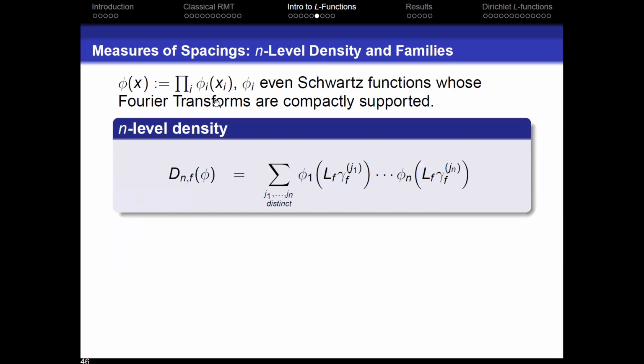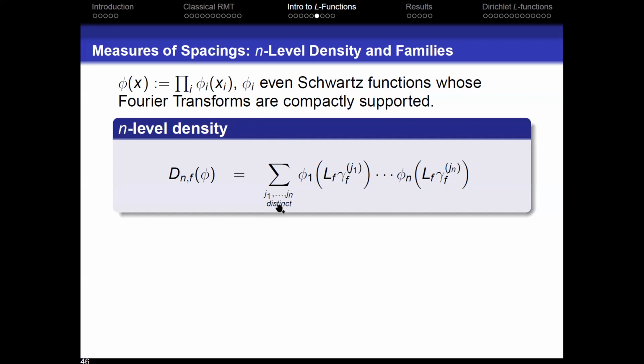And so the idea is to take some even Schwartz functions. They don't all have to be the same. And again, this is a little bit restrictive. I'm looking at a function that depends on n variables, x1 through xn, and I'm assuming my function factors as a product of individual functions. You lose a little bit of information like this. The more general case would be phi of x1, x2, x3, dot, dot, dot, xn. But this is good enough for a lot of things.